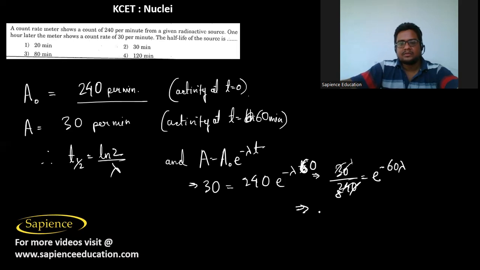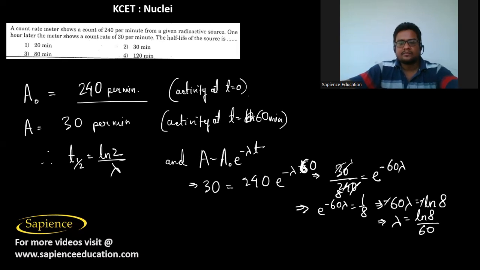So e power minus 60 lambda equals 1 by 8. So 60 lambda will be equal to ln 8. Minus 60 lambda will be equal to minus ln 8, so the minus signs cancel out. Now lambda equals ln 8 by 60. I can write ln 8 as 3 ln 2, so lambda is 3 ln 2 divided by 60, that is ln 2 by 20.